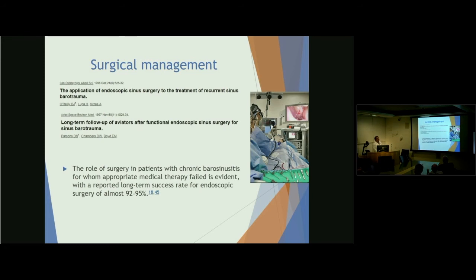So this is a disease that you mostly see in pilots, commercial pilots, or divers, professional divers. As for the role of surgery, in the literature, and these are a couple of papers that I'm quoting here, the long-term success rate for endoscopic sinus surgery in these folks is about 92 to 95%. So we're talking about fighter pilots that were grounded, and by operating on them, they actually get back on duty.